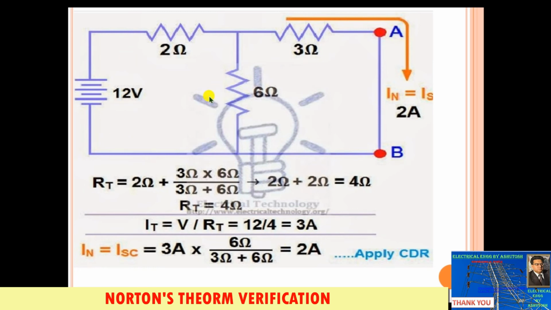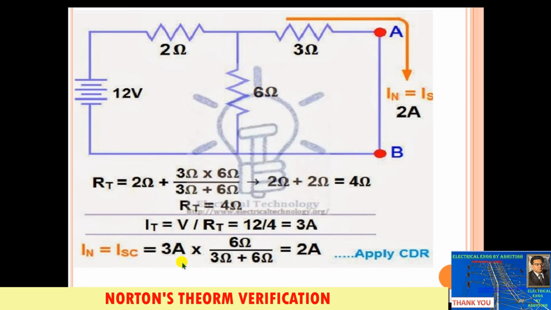The total current supplied by this 12 volt source is 3 ampere. Now it will be divided from here. At this node it will be divided and it will flow in 2 circuits, one in this path, one in this path. So we have to find out the current flowing in this 3 ohm branch. So we have used here the current division method.